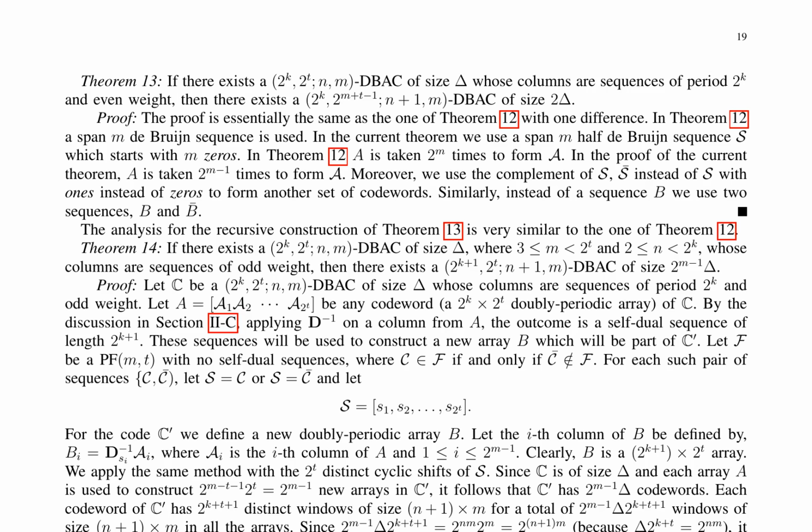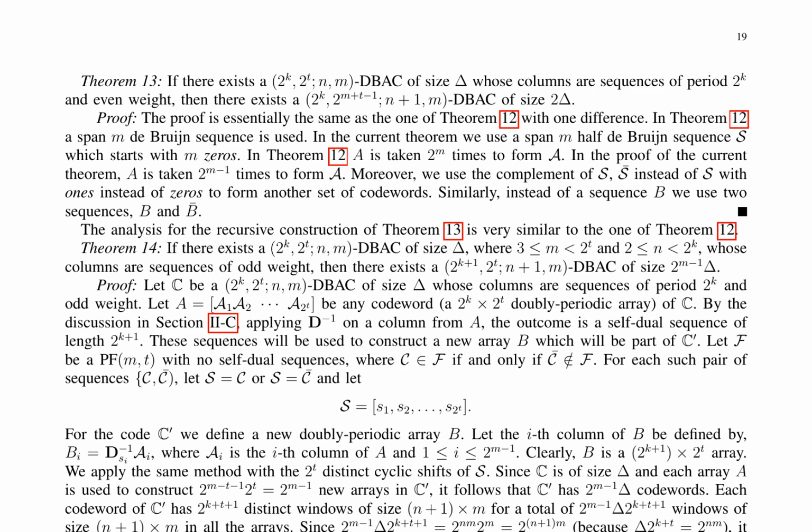Here are three theorems that focus on the construction of doubly periodic arrays of binary codes, or DBACs, with new parameters. Theorem 13 states that if a (2^k, 2^t, n, m) DBAC of size increment exists, with columns being sequences of period 2^k and even weight, then a (2^k, 2^m+t-1, n+1, m) DBAC of size 2 increment can be constructed. This is achieved by using a span m half de Bruijn sequence and its complement to form codewords.